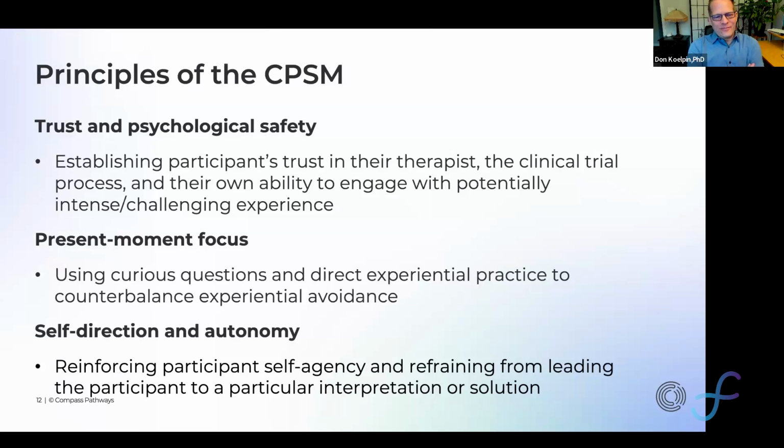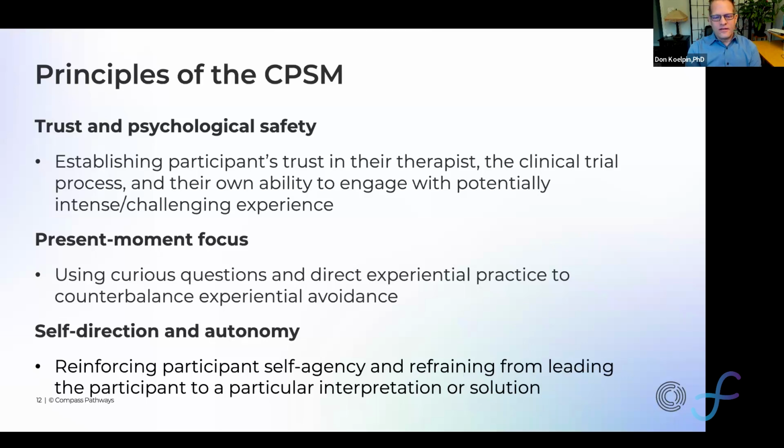And then we look at the principles that form the foundation of the CPSM. There are three that are paramount. The first is trust and psychological safety. Does this person trust the team that they're working with? Do they trust the therapist that they're working with? And almost more importantly, do they trust their own ability to engage with the potential for intense or challenging experiences that may arise?